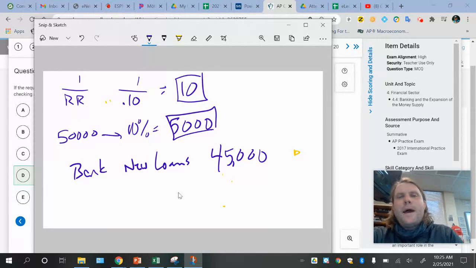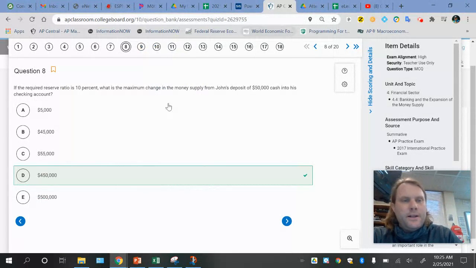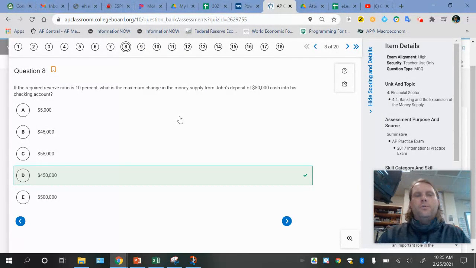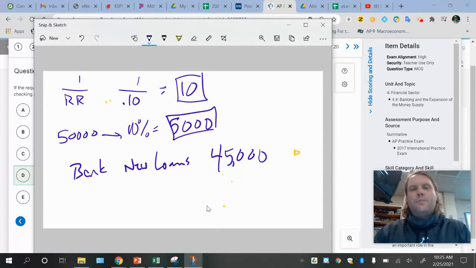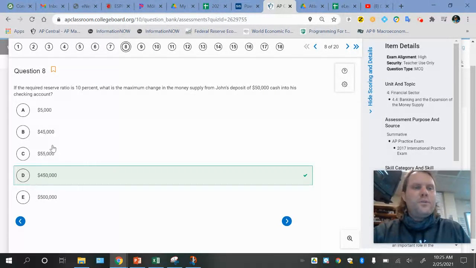Now, again, the maximum amount of the change in the money supply, which means the entirety of banks being able to loan this out, you have to apply the multiplier. So that multiplier 10 times 45,000 is going to give you that 450,000. All right. 45,000 is probably a common answer. Again, if it's asking you what is the immediate change or the amount of new money that this bank can loan out, you're correct at 45,000.